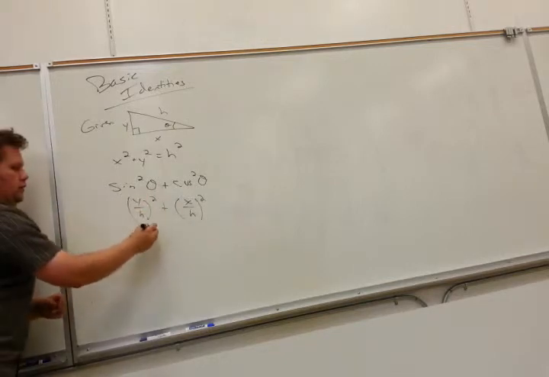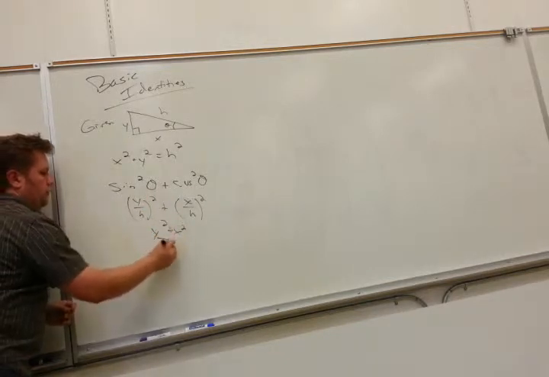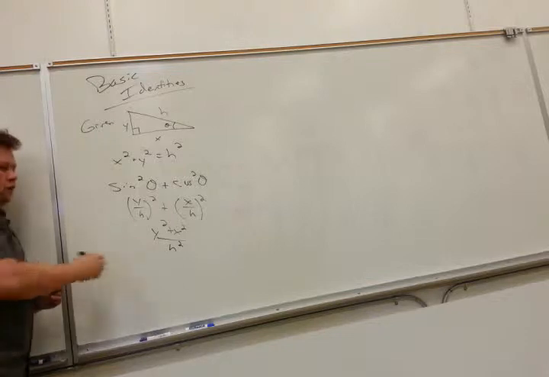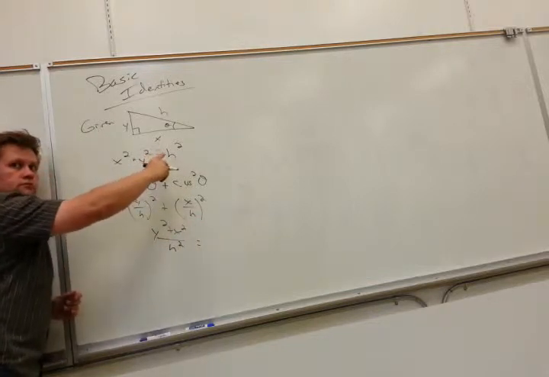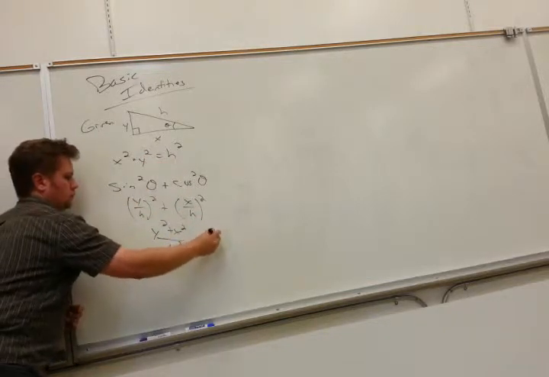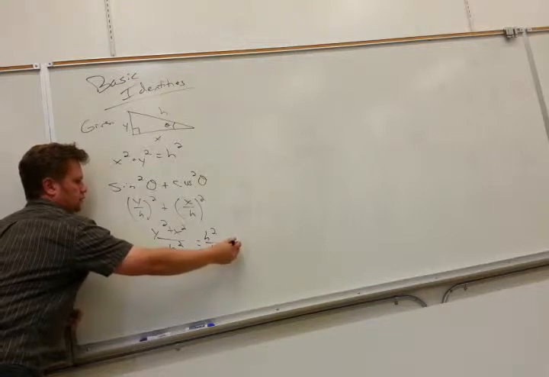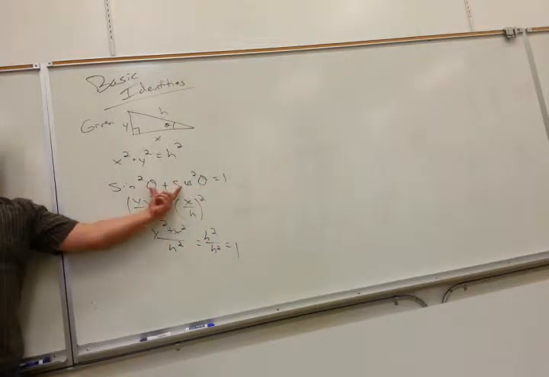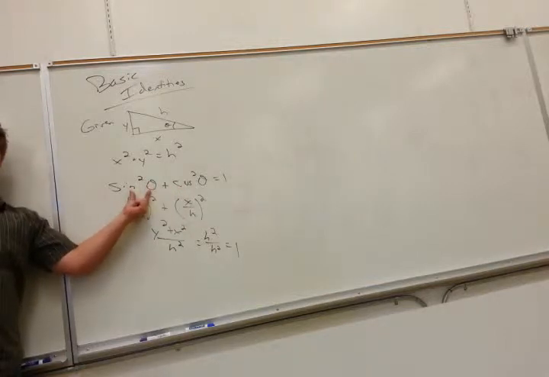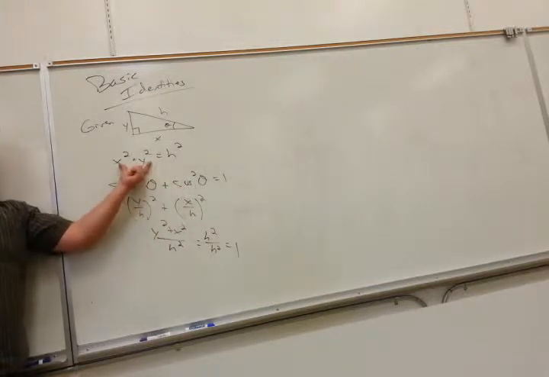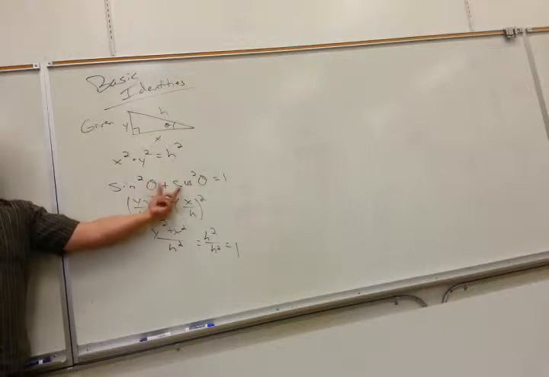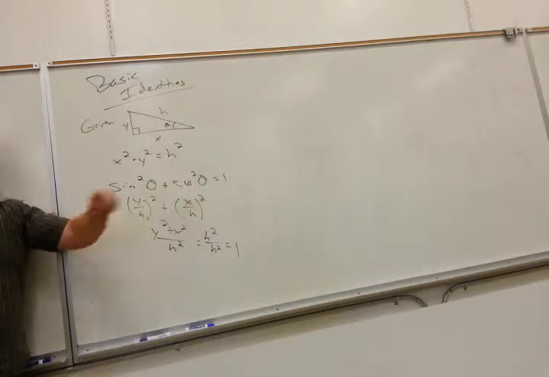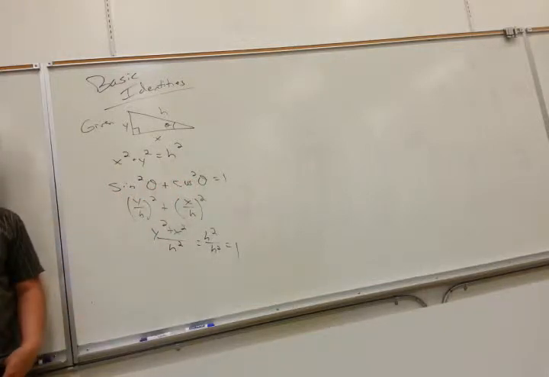Now do this work. What do you get? You get y squared plus x squared over h squared. Is that cool? And what's y squared plus x squared? H squared. Which is 1. It should make sense: sine goes like y, cosine goes like x. We just said x squared plus y squared is 1, so it should make sense that this comes out to be 1.